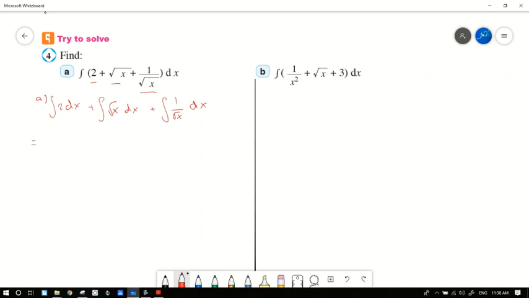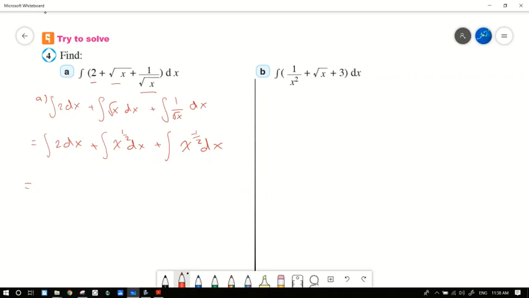And this is equal to integration 2 dx plus, this can be written as x power half dx plus this can be written as x power half, but if I want to write it in the numerator, I will write it as x power negative half dx. And let's do the integration.